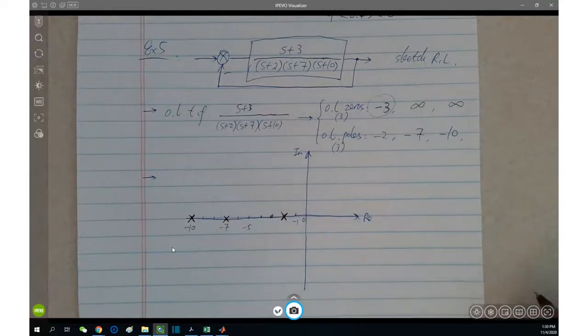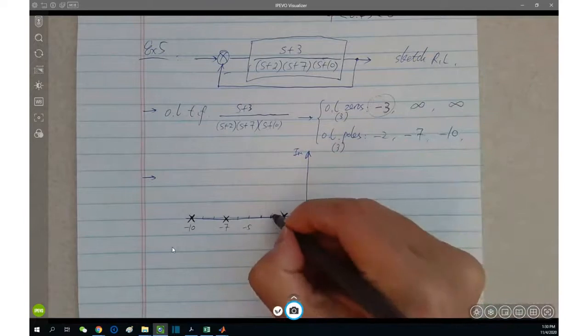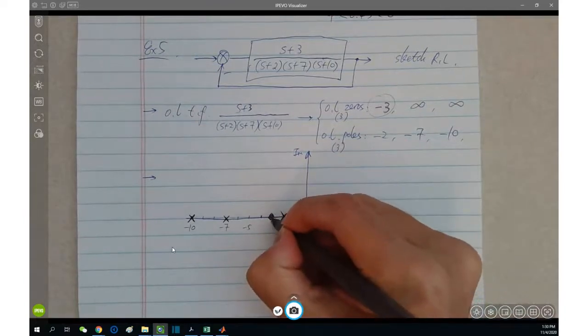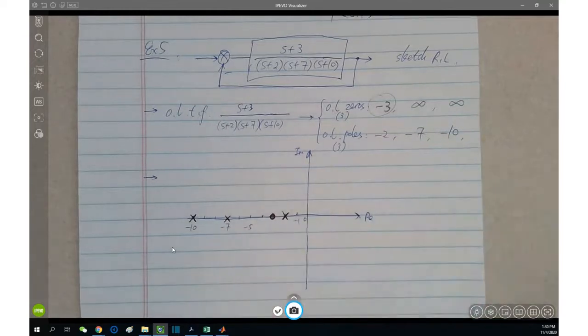Nice. And don't forget the open loop zeros. The open loop zero is at -3, so it's a circle. Does it make sense? So 1, 2, 3, 4. We are placing 4 spots along the real axis. As I said at the beginning today, both open loop poles and zeros count. Okay.